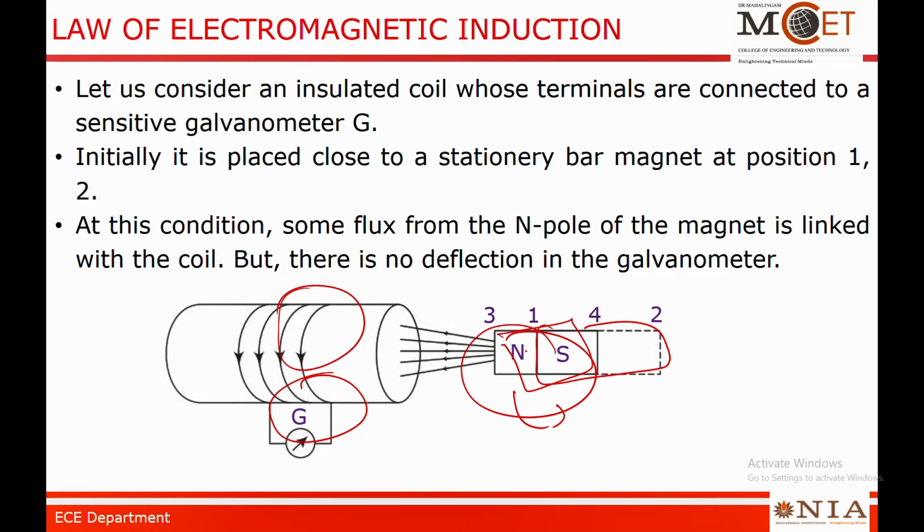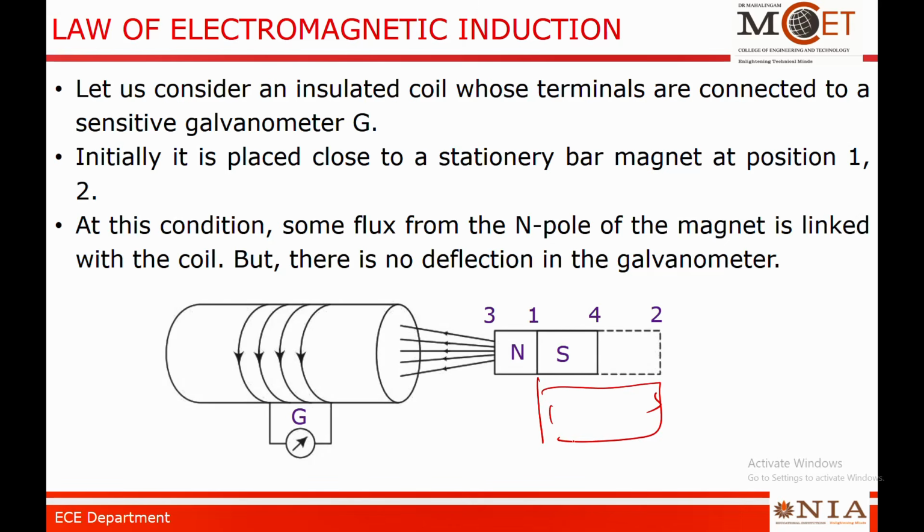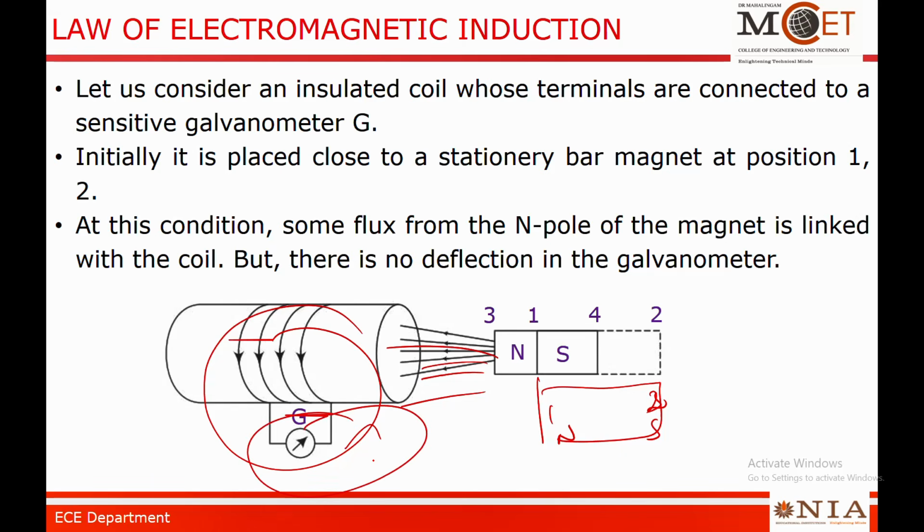While it is placed in the position of 1 and 2, the magnet is initially placed in position 1 and 2, where 1 has the north pole and 2 has the south pole. Here the coil is wound over some conductor, and the galvanometer has been placed here. Here the magnet is in this position. So now the flux from the north pole of the magnet will be linked to this coil. At this time there will be no deflection in the galvanometer, which means it has zero deflection.